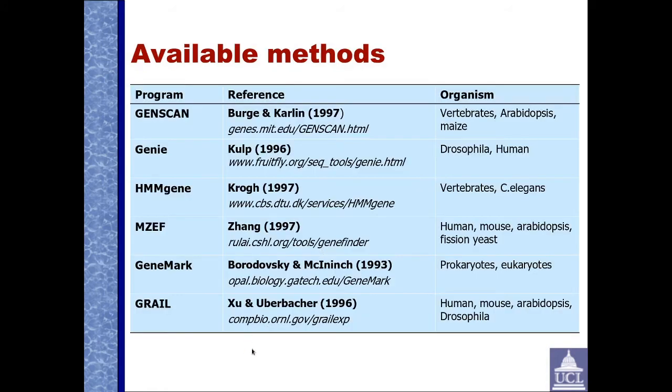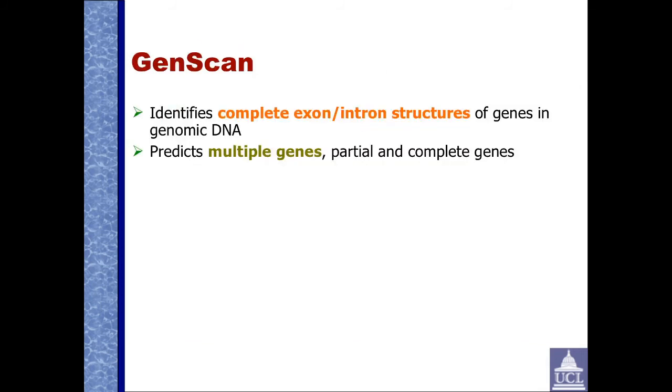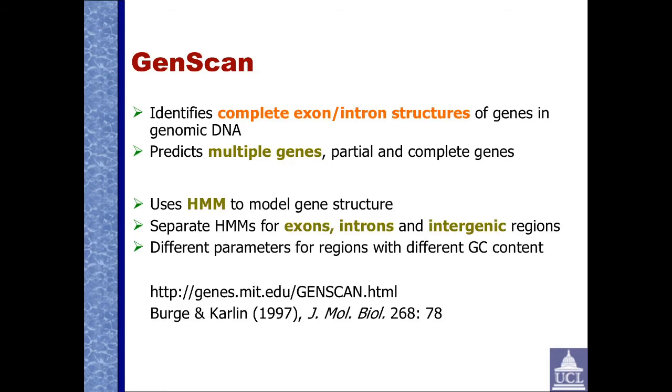Now, again, there are many methods available. Here's a selection of some of the kind of classic approaches to doing this. And Genscan, dating originally from 1997, is still one of the preferred approaches for doing this. So Genscan identifies the complete exon-intron structures of genes in genomic DNA. It's able to predict multiple genes, partial genes, complete genes, and so on.